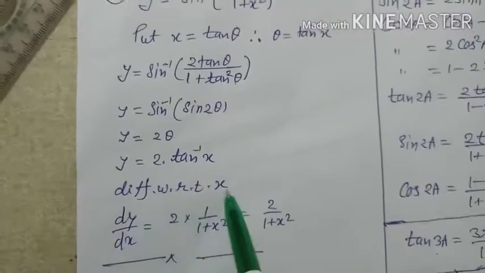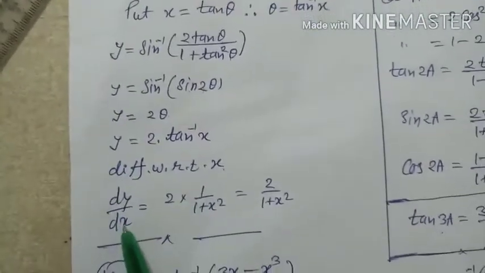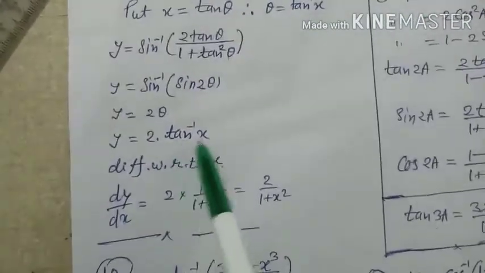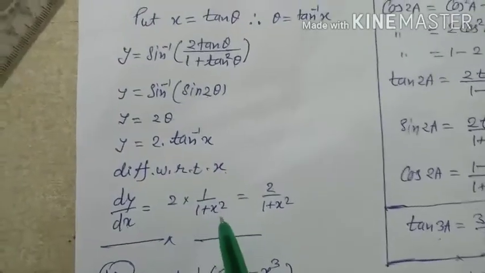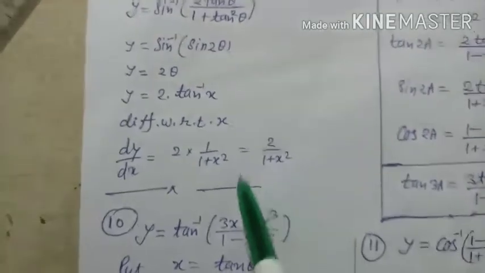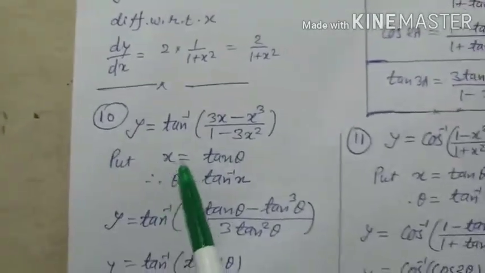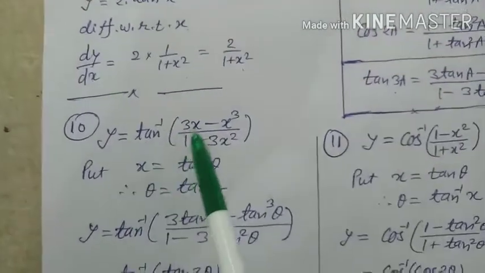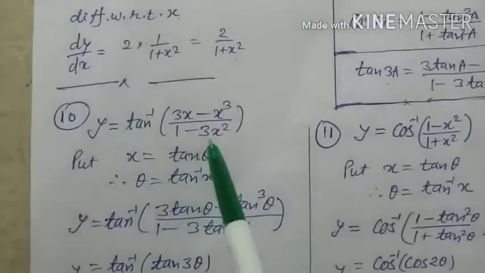Now differentiate with respect to x. So dy upon dx is 2 as it is, and the differential of tan inverse x is 1 upon 1 plus x square. So your answer is 2 upon 1 plus x square. Now the same as this, question number 10. y is equal to tan inverse of 3x minus x cube upon 1 minus 3x square.